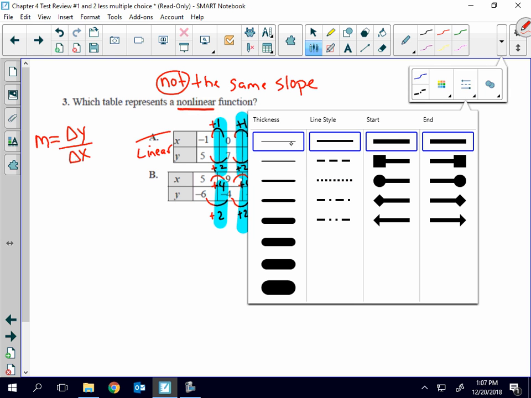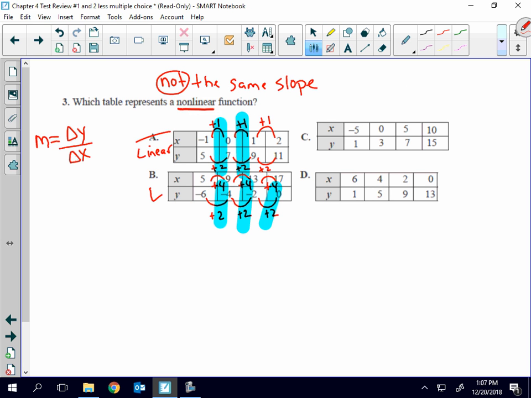Okay, let's work on the next one. I'm going to just write an L for linear. C. Let's get change in y, add 2, change in x, add 5. Let's do it again. Change in y, add 4, change in x, add 5. So as you can see right here, 2 over 5 does not equal 4 over 5. So this one is not linear. And that's what we want. We want the non-linear function. So it's answer C.